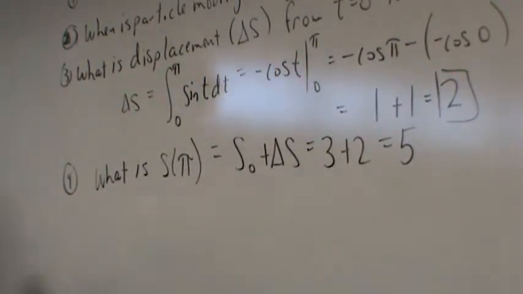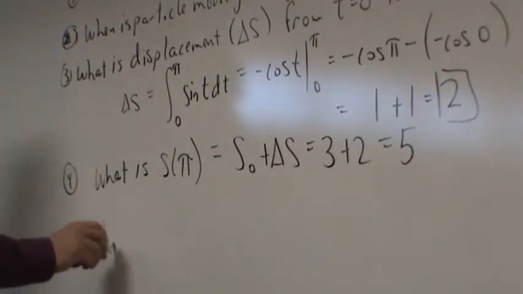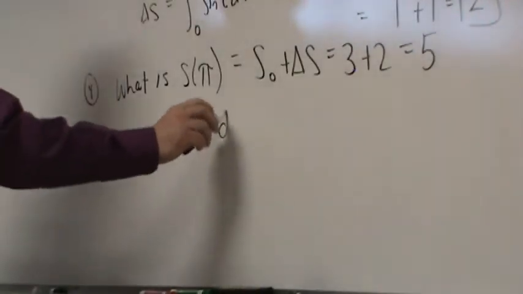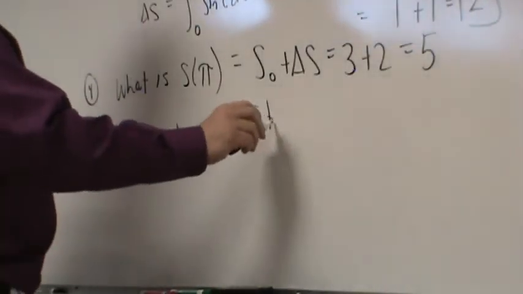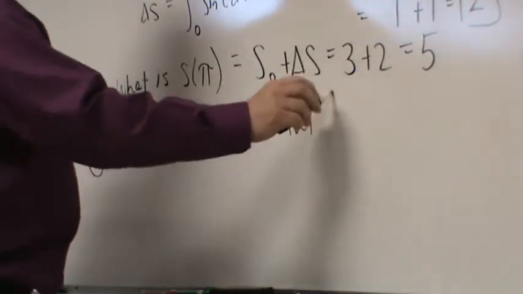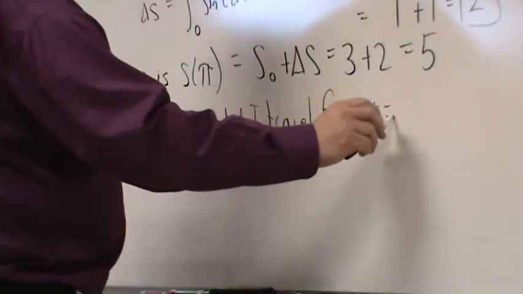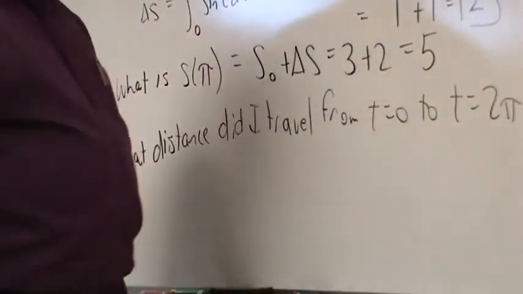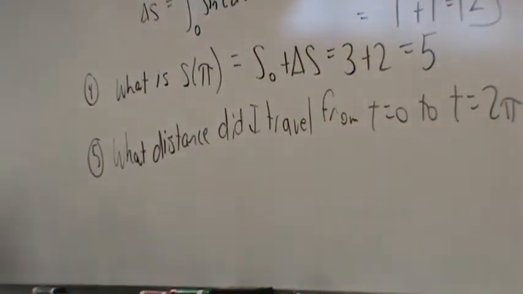Now, I could do this sort of thing. What distance did I travel from time equals 0 to time equals 2 pi? And I've got a weird situation because my particle's moving to the right and then moving to the left.